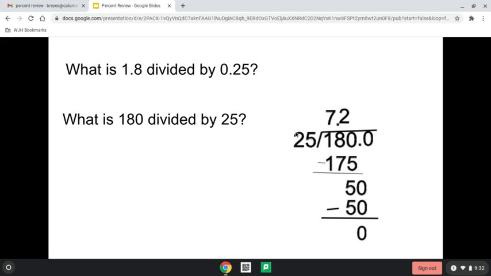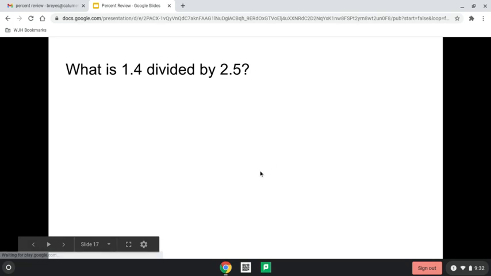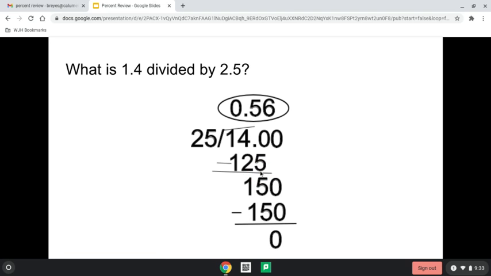Once we do that, we do long division, and if you have trouble with long division, check out the other video on dividing and using decimals for the remainder. But your work should look like this, and we should end up with 7.2 as the answer. Now it's your turn. What's 1.4 divided by 2.5? If you said 0.56, that's correct.